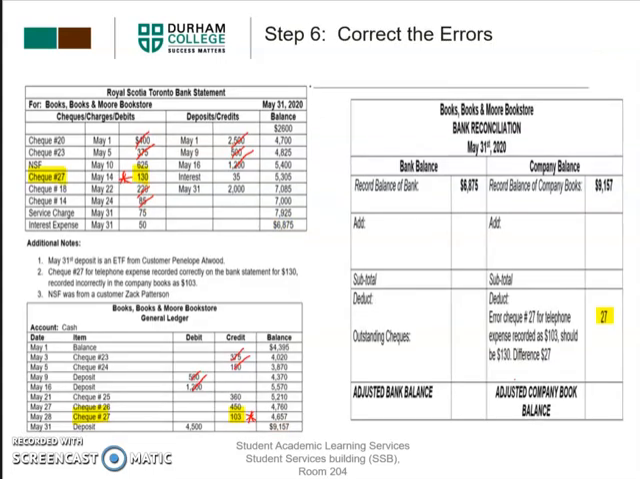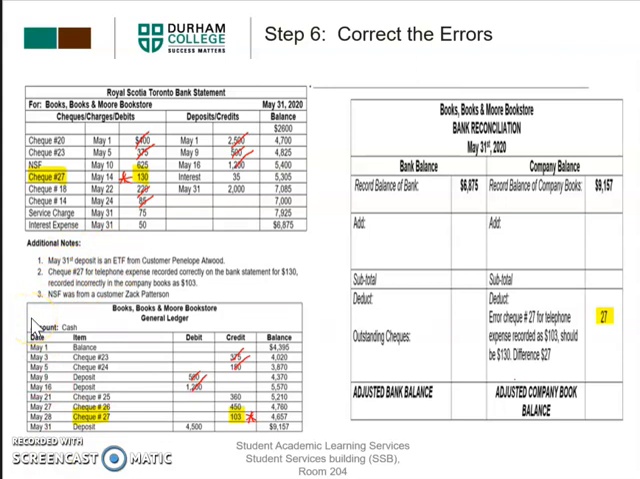The next step is to correct the errors. In real life, when you prepare a bank reconciliation, you would have to investigate and figure out how these mistakes happened. However, these questions and questions in your textbook are made up, and there should be additional information, which is found right here. This will help you figure out the mistake.